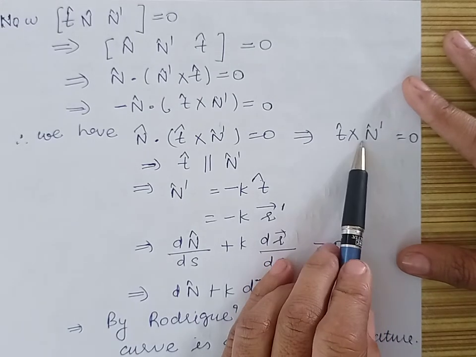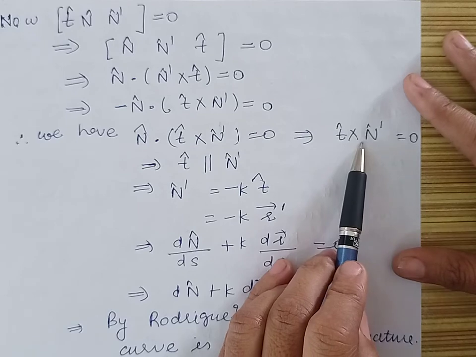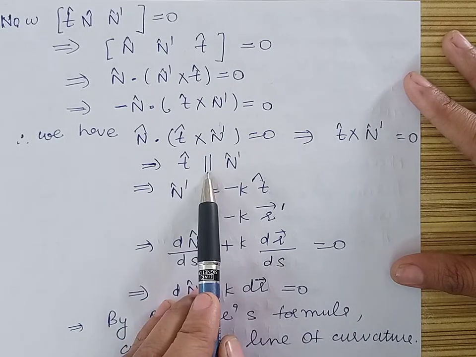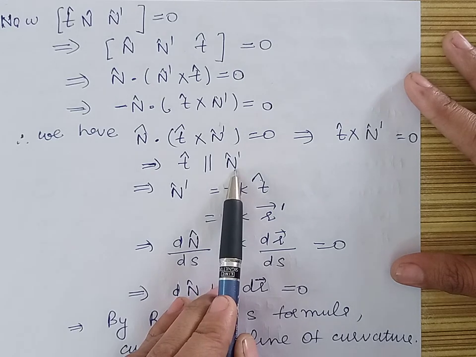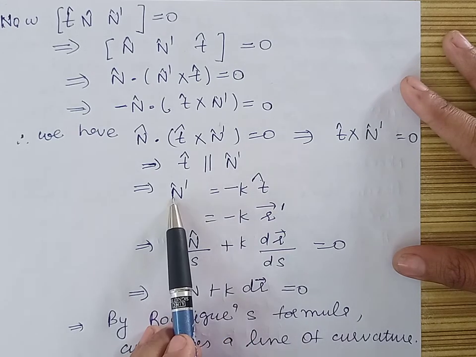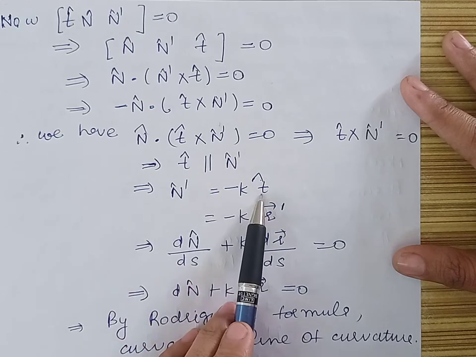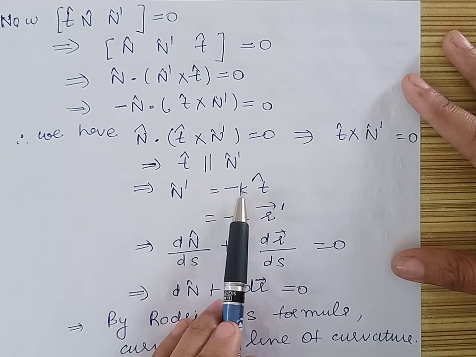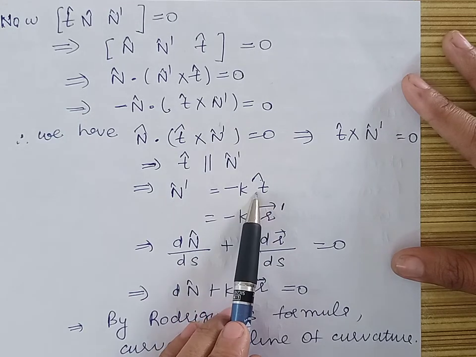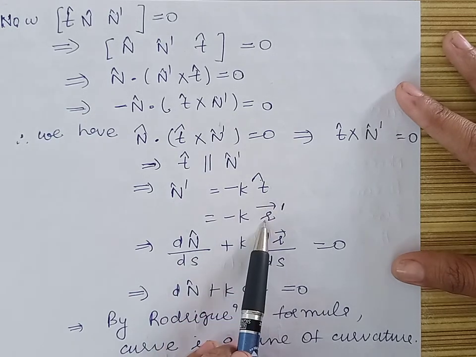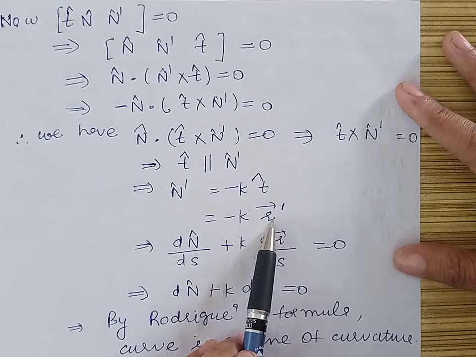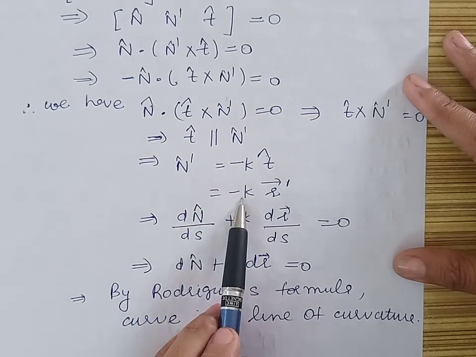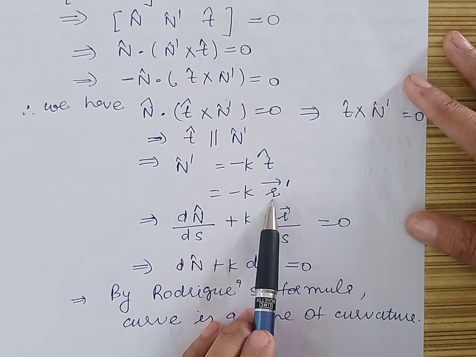And if the cross product of two vectors is 0, then the vectors are parallel. It means the vector t is parallel to the vector n dash. It means n dash will be some multiple of the vector t. So we can take n dash is equal to minus k into t. Now t is the tangent vector, which is given by r dash. So we can take n dash is equal to minus kappa into r dash.